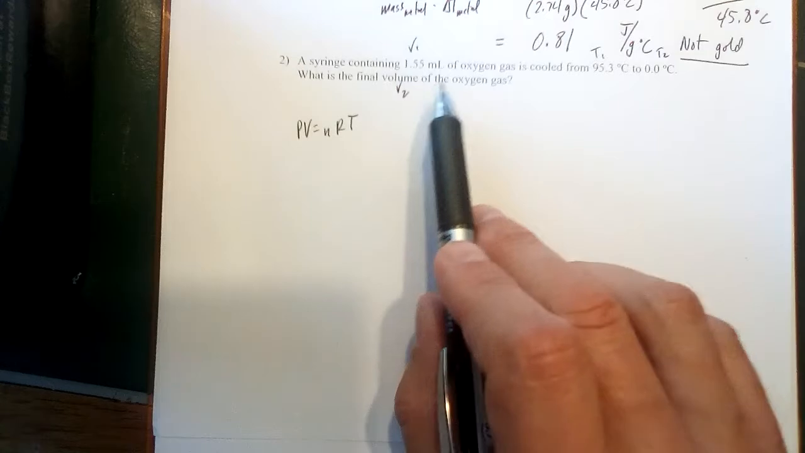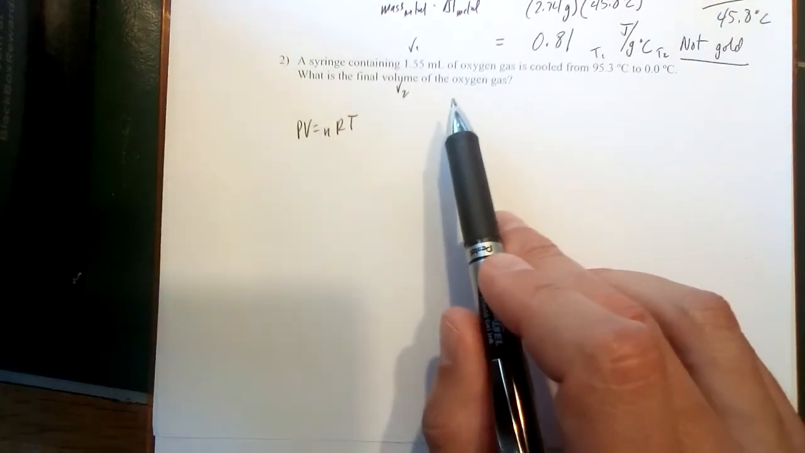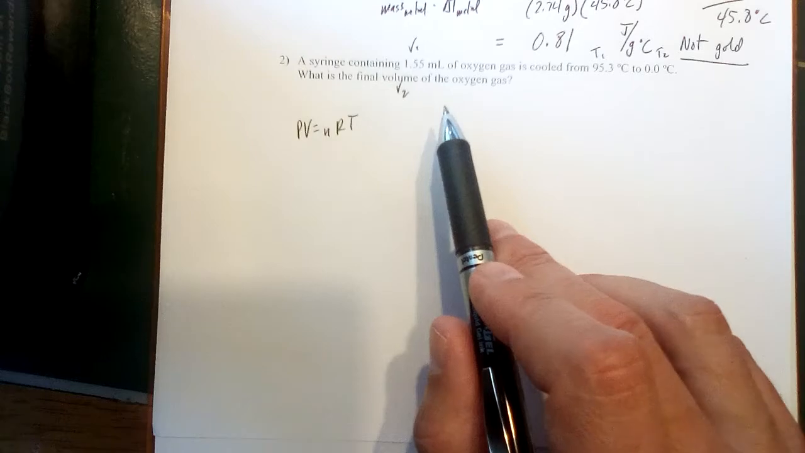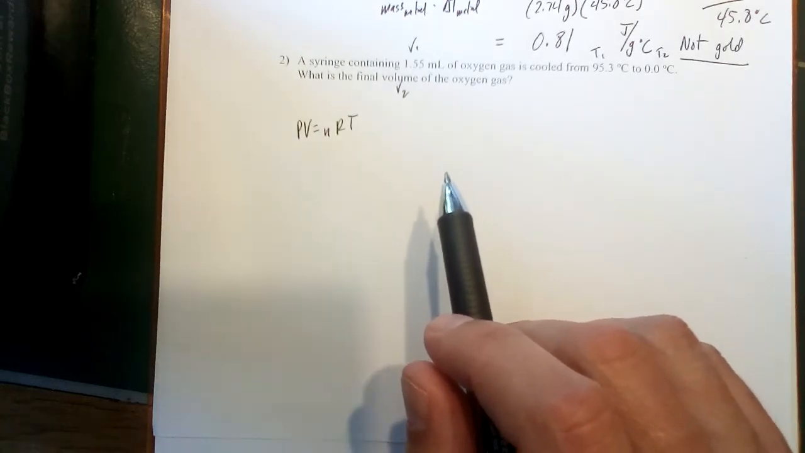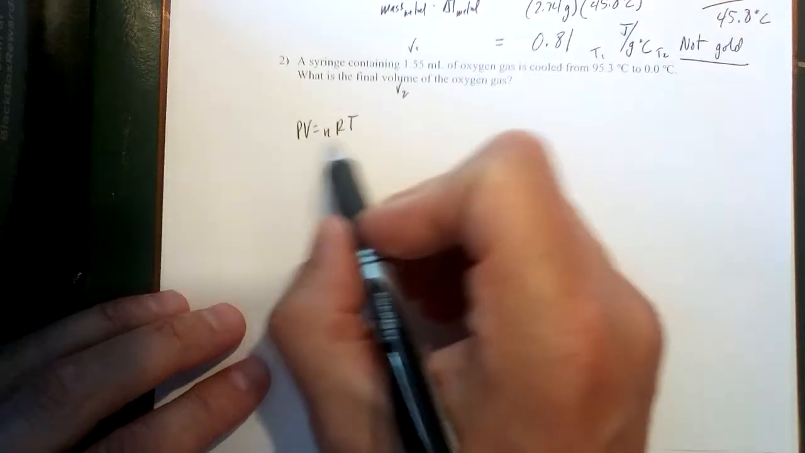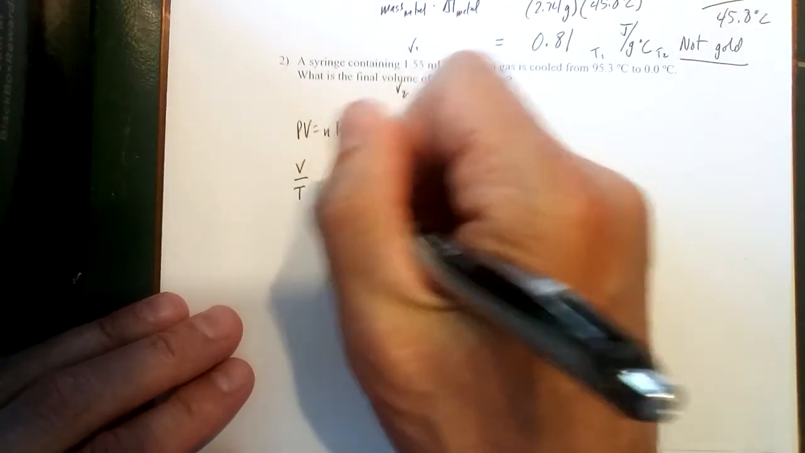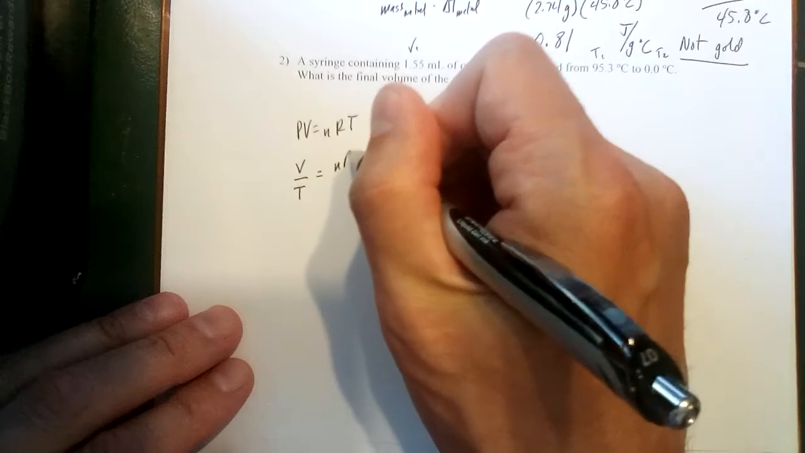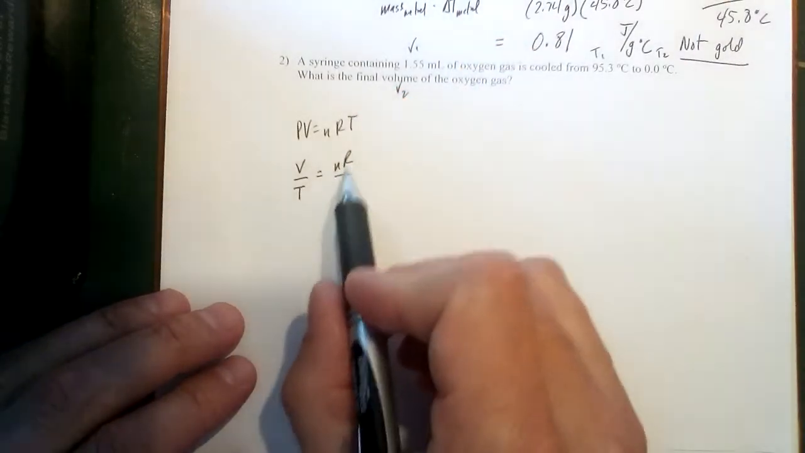In this case, V and T are changing, but the pressure isn't mentioned, so the pressure stays the same between the circumstances. The number of moles of gas stays the same because it's one oxygen sample, and R always stays the same. What we want to do is put V and T on one side of the equation, P, n, and R on the other side. So from PV equals nRT, I'll divide both sides by T and divide both sides by P, and I'll end up with V over T is equal to nR over P.